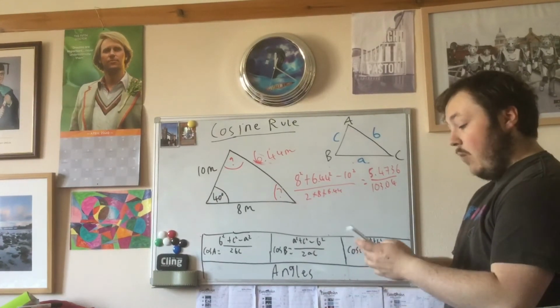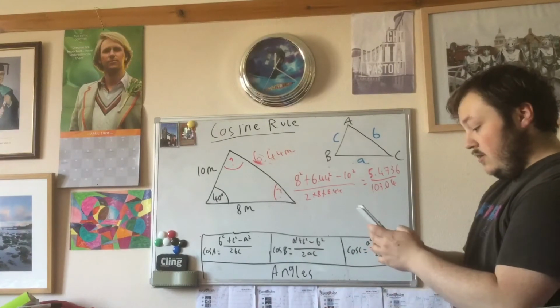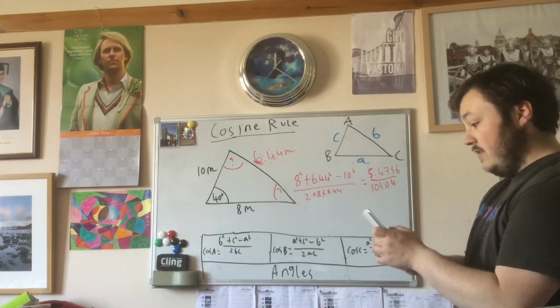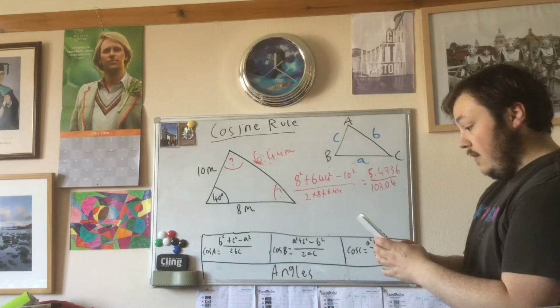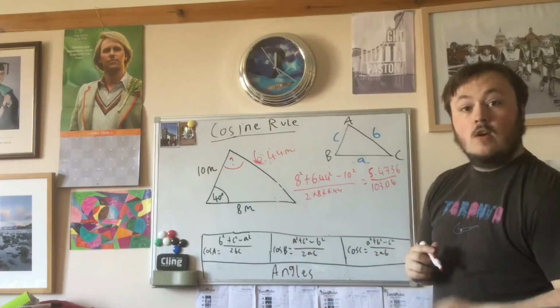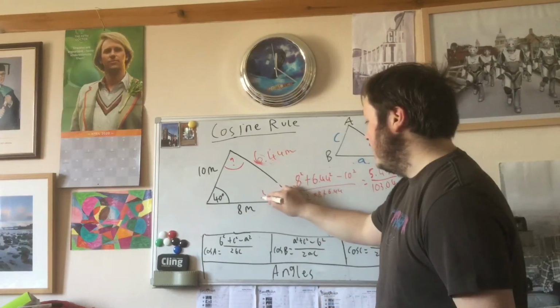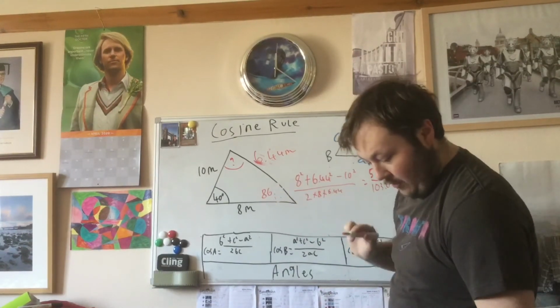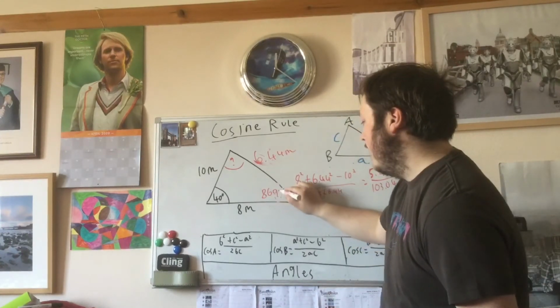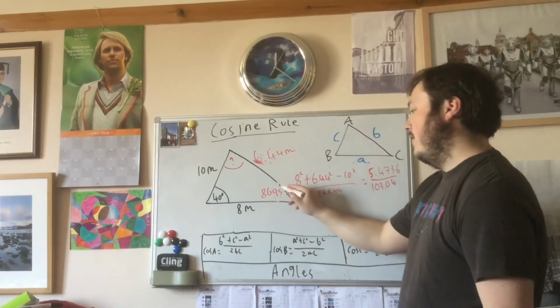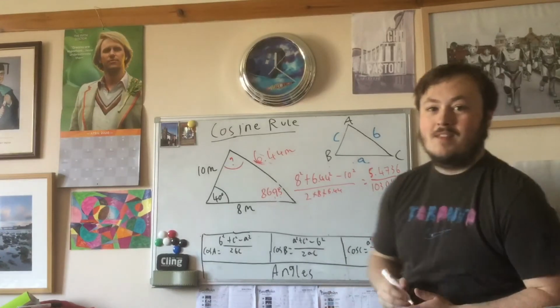And now we do our cos. So cos minus 1 because we're finding an angle. So we do 5.4736 over 103.04, which would find us our missing angle for here, which becomes 86.95 degrees. Always remember that little circle.